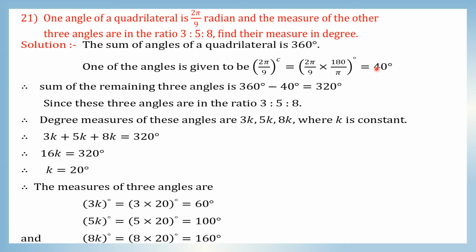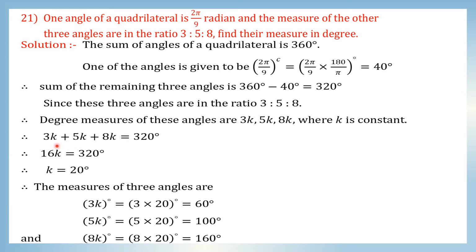Sum of the remaining three angles is: one angle is given, 40 degrees, then three angles remain. We know that the sum of all angles is 360. Therefore, the sum of the remaining angles is 360 degrees minus 40 degrees equal to 320 degrees. Since these three angles are in the ratio 3:5:8, suppose k is a constant multiple, then the degree measures of these angles are 3k, 5k, 8k, where k is a constant.